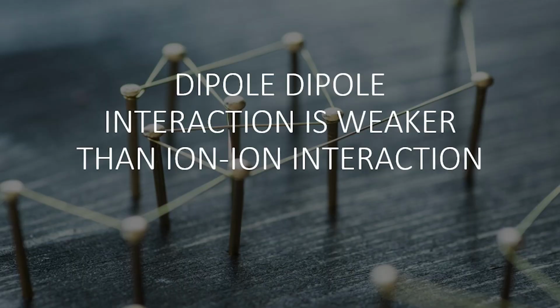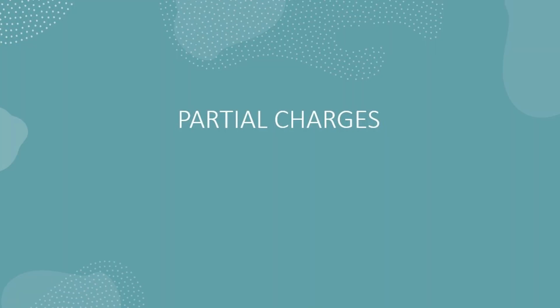Now we shall compare the strength of different types of attraction. That means dipole-dipole interaction, dipole-induced dipole and London force. As a beginning, we can see that dipole-dipole interaction is weaker than ion-ion interaction. Can you give the answer for this? Yes, in dipoles only partial charges are involved. So we can say that dipole-dipole interaction is weaker than ion-ion interaction.